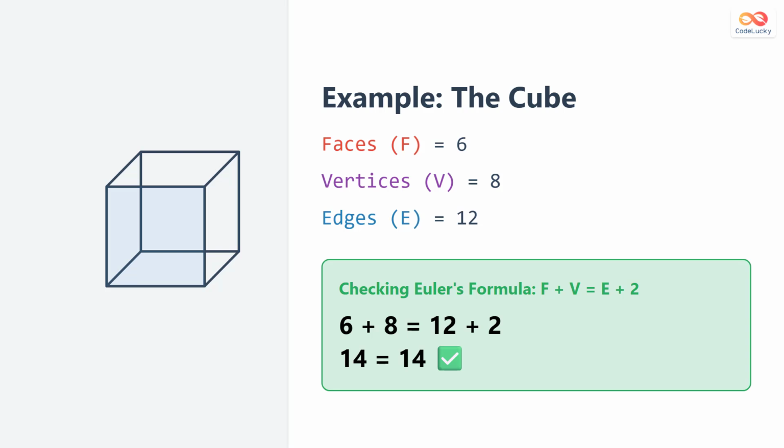Let's test this formula on a cube. A cube has 6 flat faces, it has 8 corner vertices, and it has 12 straight edges. If we add 6 faces and 8 vertices, we get 14. That is exactly 12 edges plus 2. The formula works.